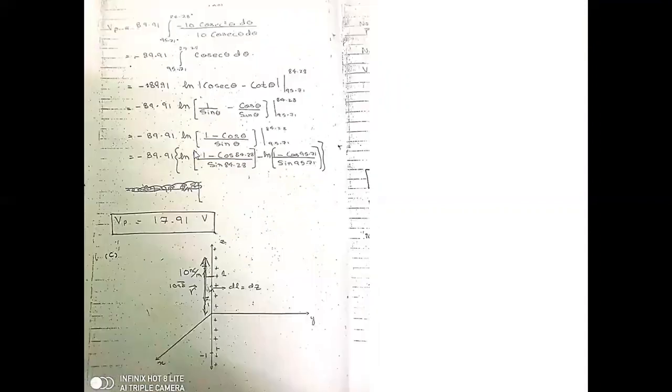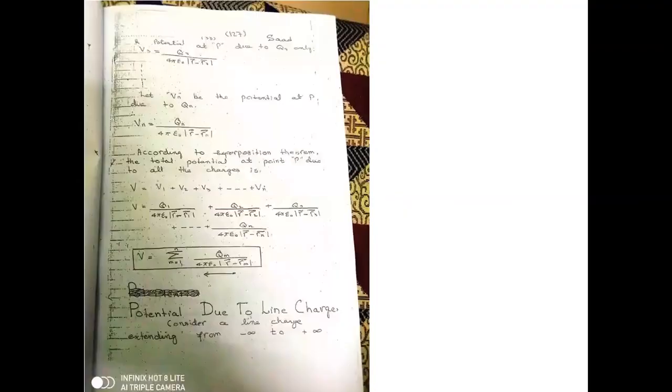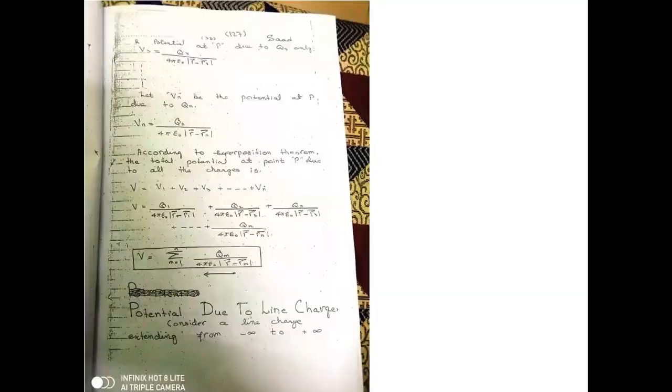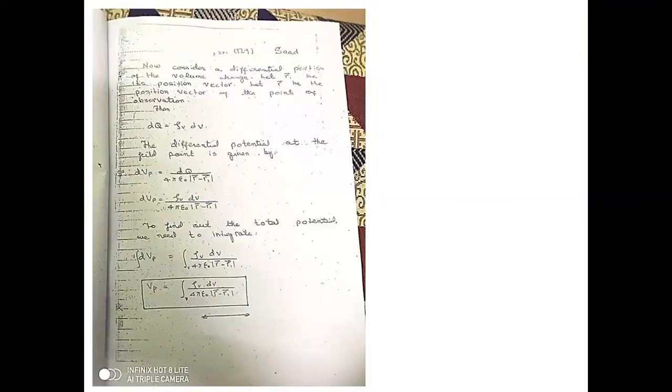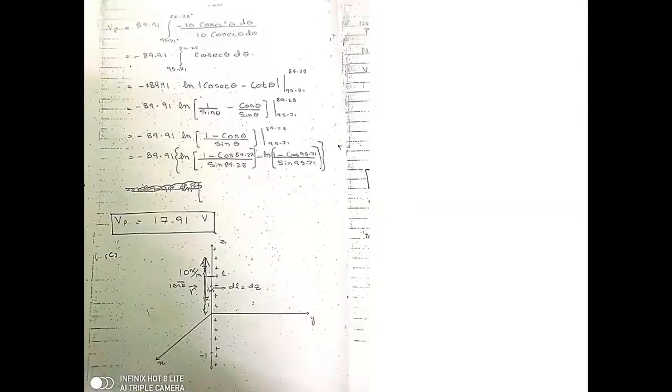Okay, Bismillah Rahman Rahim. Electromagnetic field theory. In the previous session, we studied the electric potential due to a system of charges, electric potential due to line charges, then due to surface charges, and then due to volume charges. After that, we did some numerical examples based on this theory.